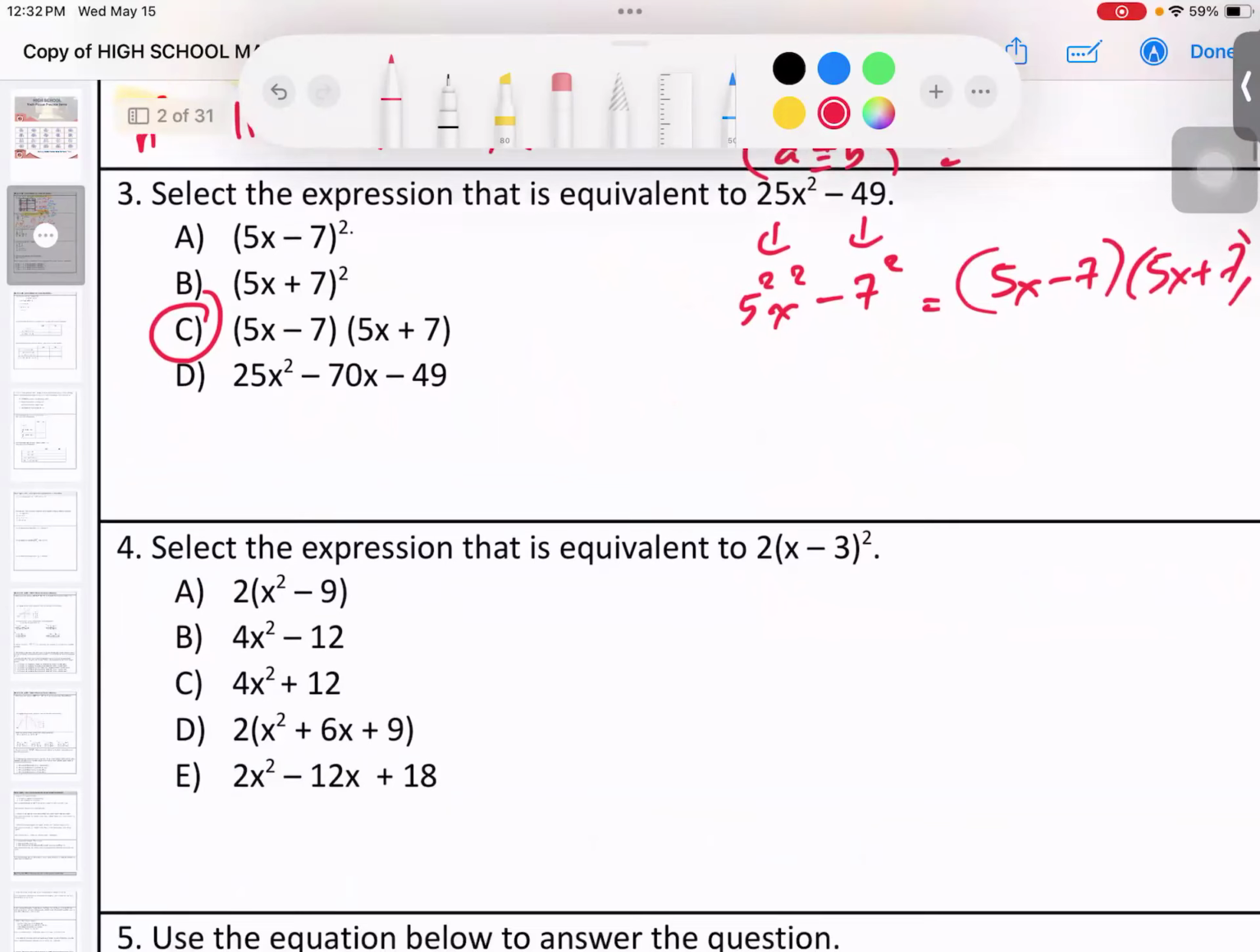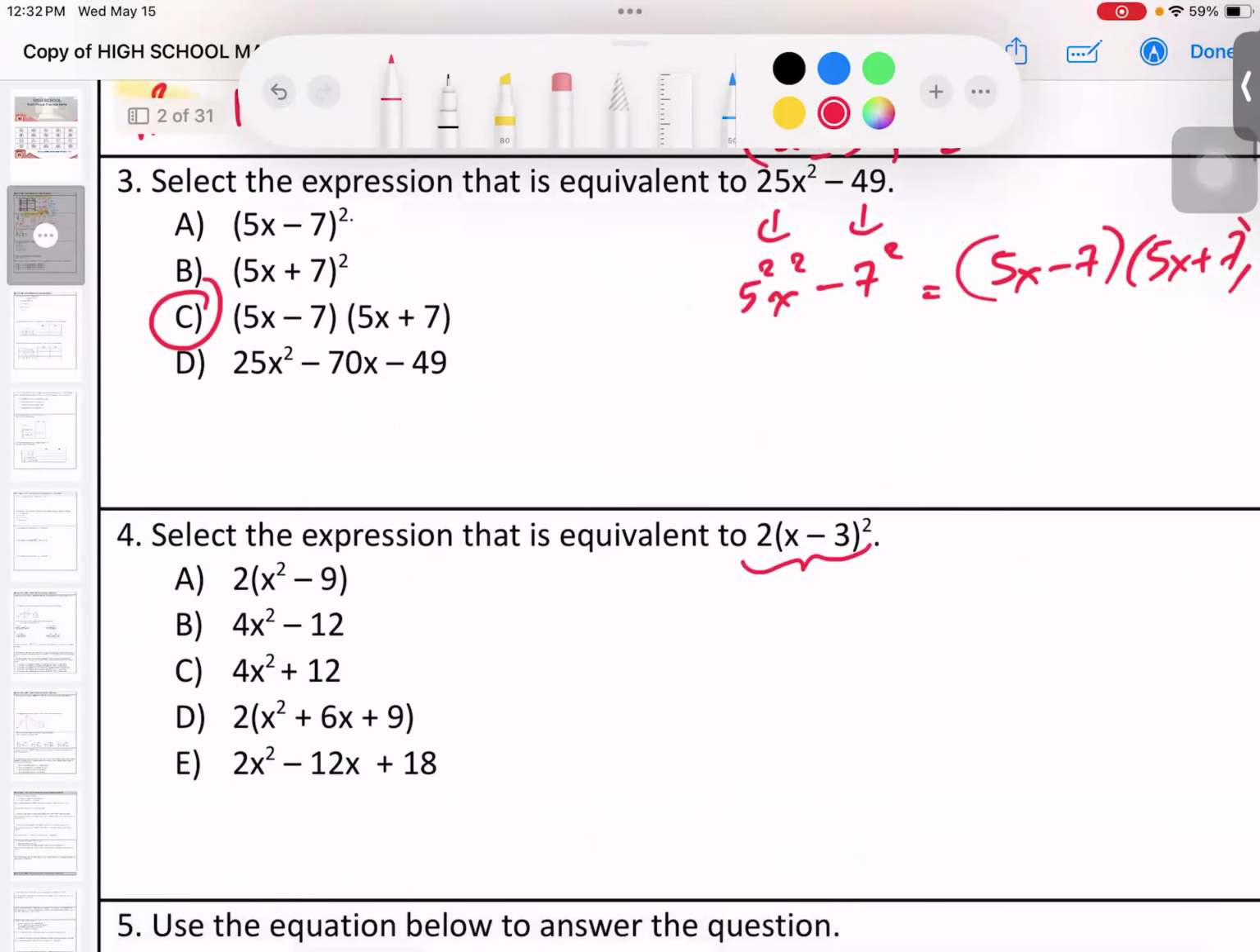All right. 4. How do you know it's D? Like you 2 times x, 2 times 3? Yeah. So I multiply first. You need to take care of the parenthesis first, and power first.